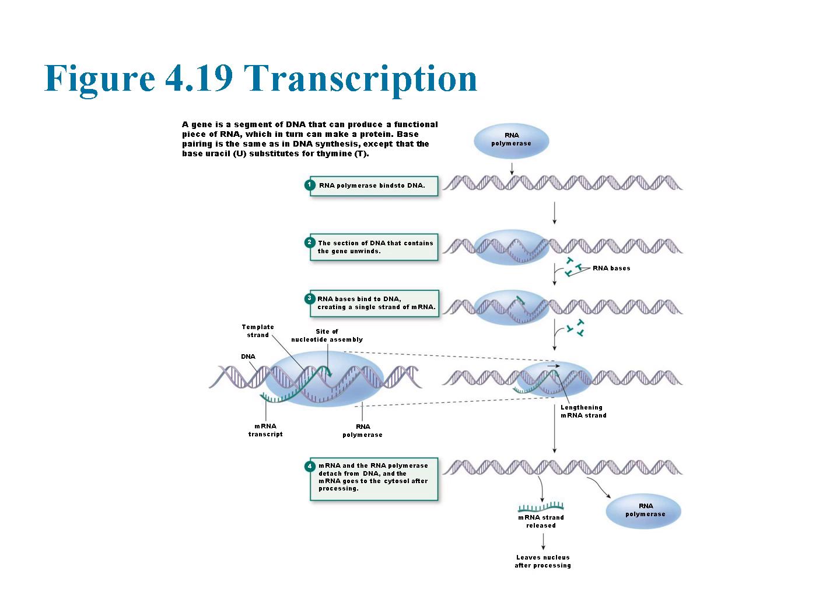Imagine a gene, a specific segment of DNA, being activated to produce a functional piece of RNA. This journey begins when RNA polymerase, the key enzyme, attaches to the DNA at a specific starting point. With precision, it identifies the gene's location, binding tightly to ensure accuracy. As transcription progresses, RNA polymerase unwinds the DNA, exposing the section that encodes the necessary information. This creates a template strand, a guide for RNA synthesis.